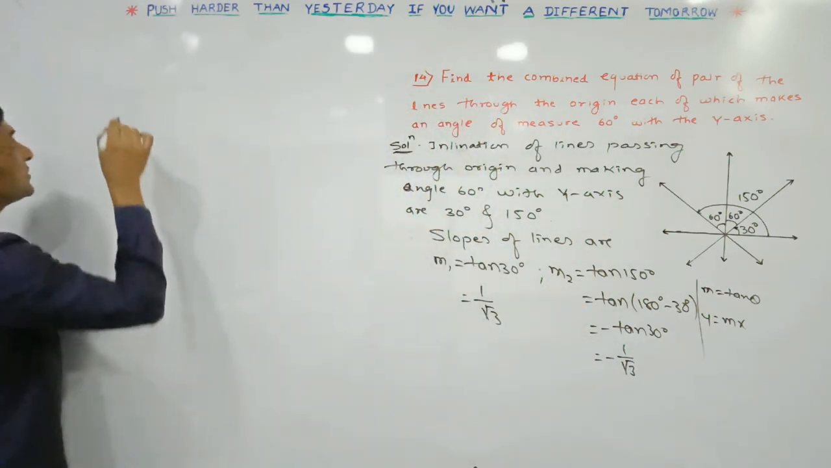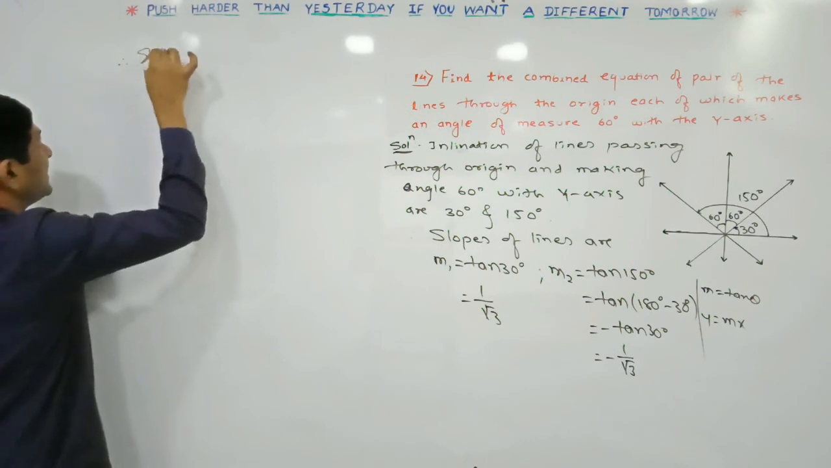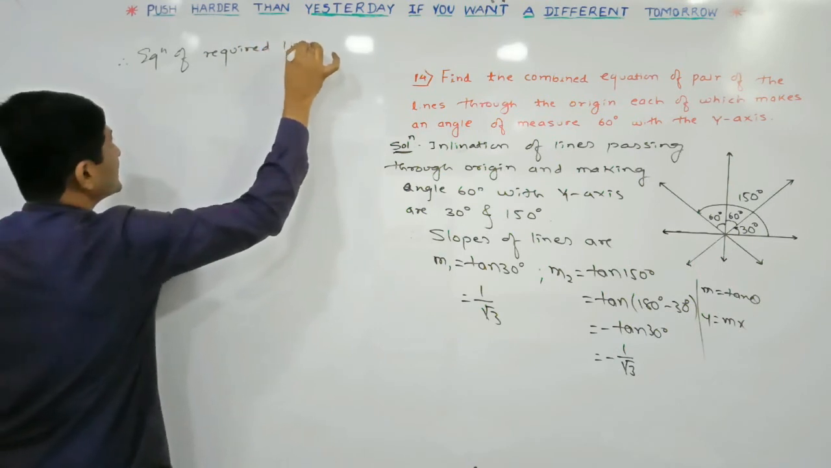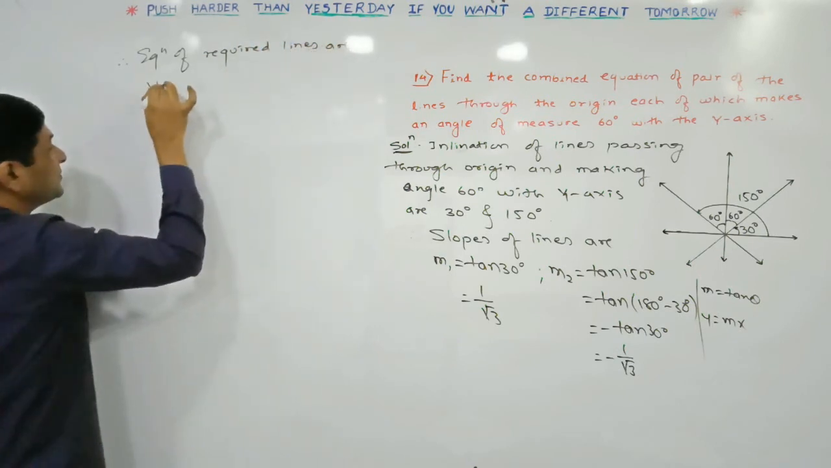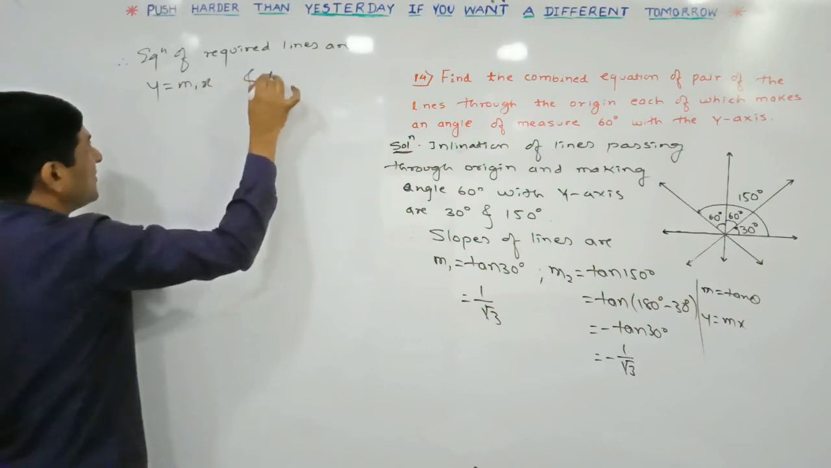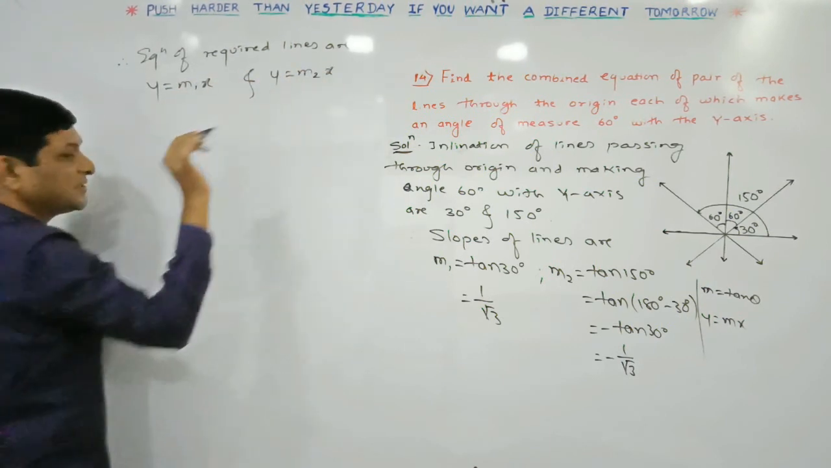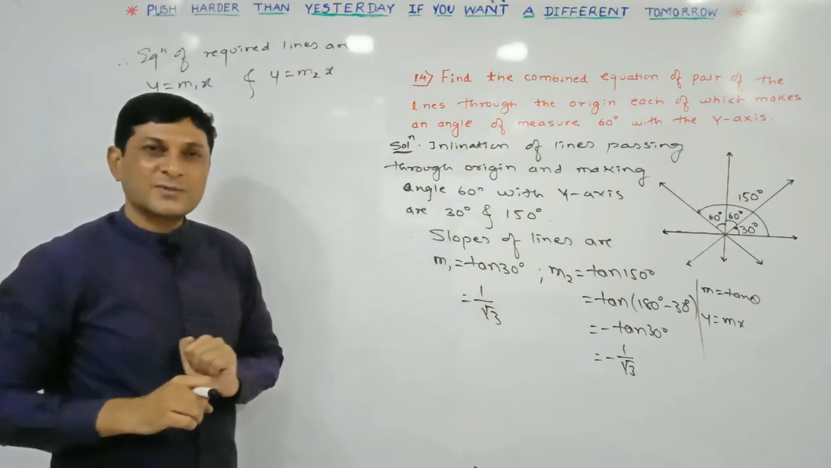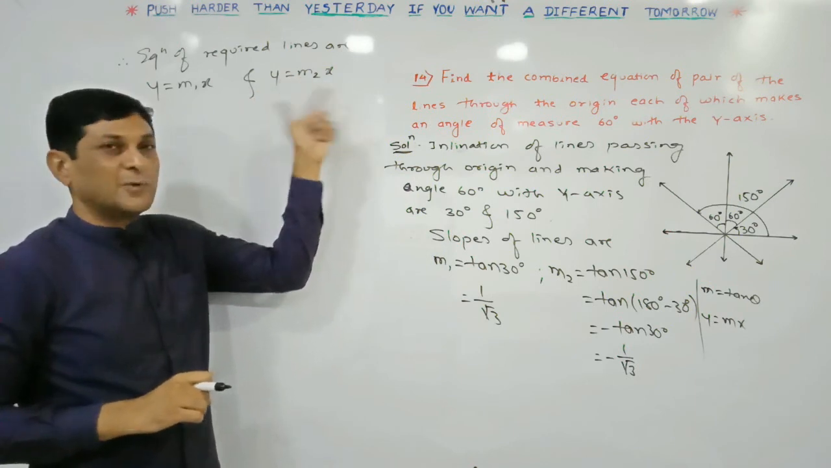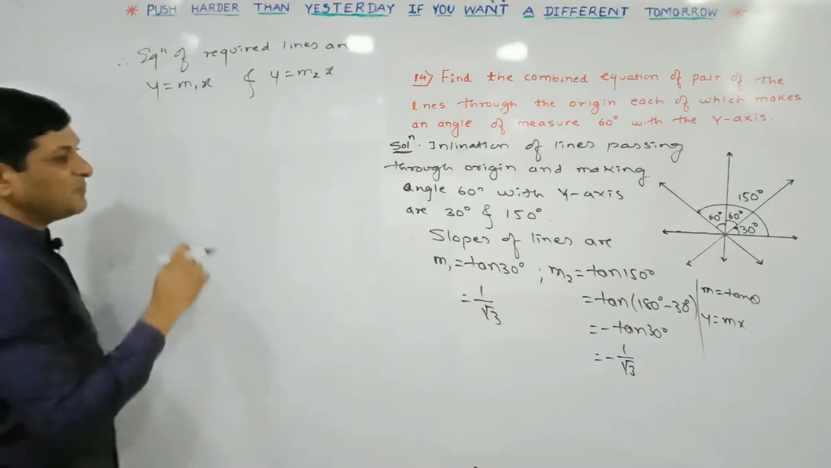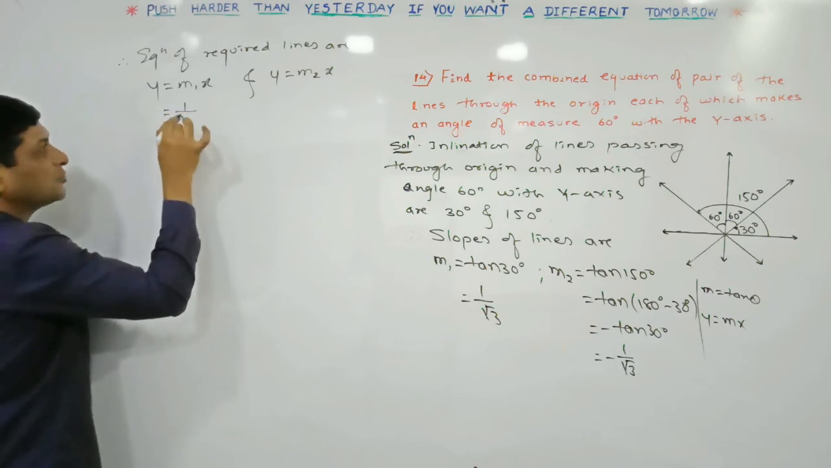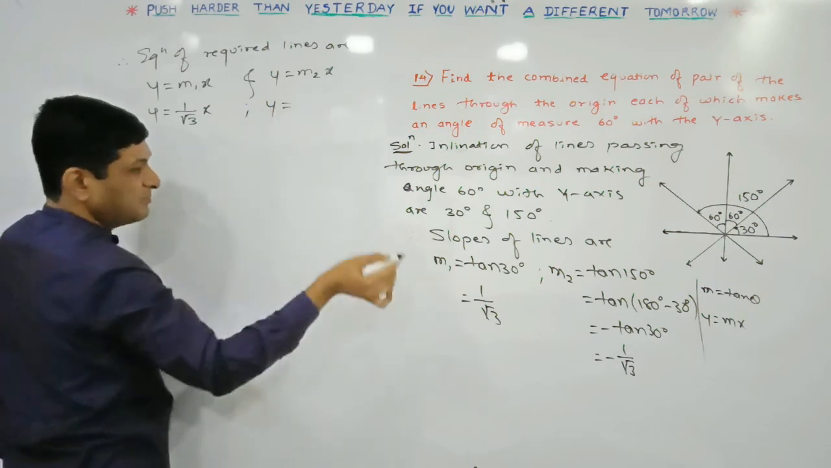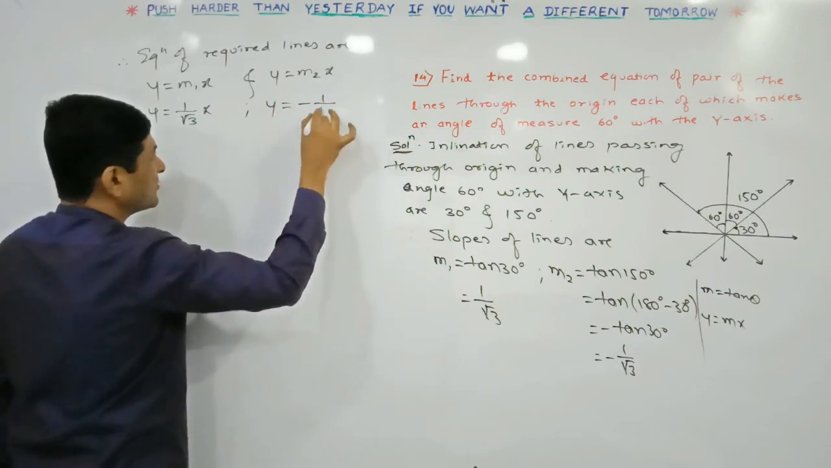Now find the equation of the required lines. So y = m1x and y = m2x are the equations of the required lines, because the required lines pass through the origin, which is why the equation is in the form y = mx. Now substitute the value of m1: y = (1 by root 3)x. And here y = m2x, and the value of m2 is minus 1 upon root 3, so y = minus (1 upon root 3)x.